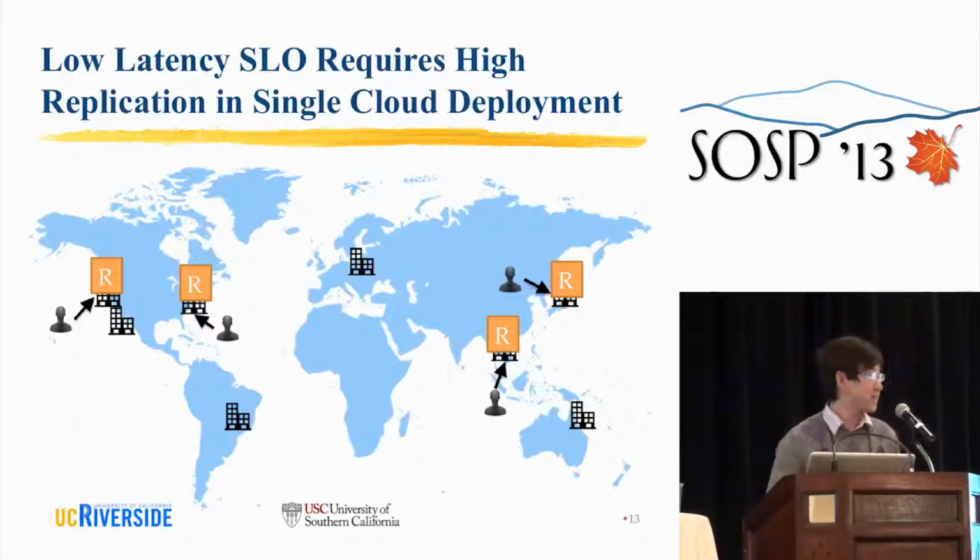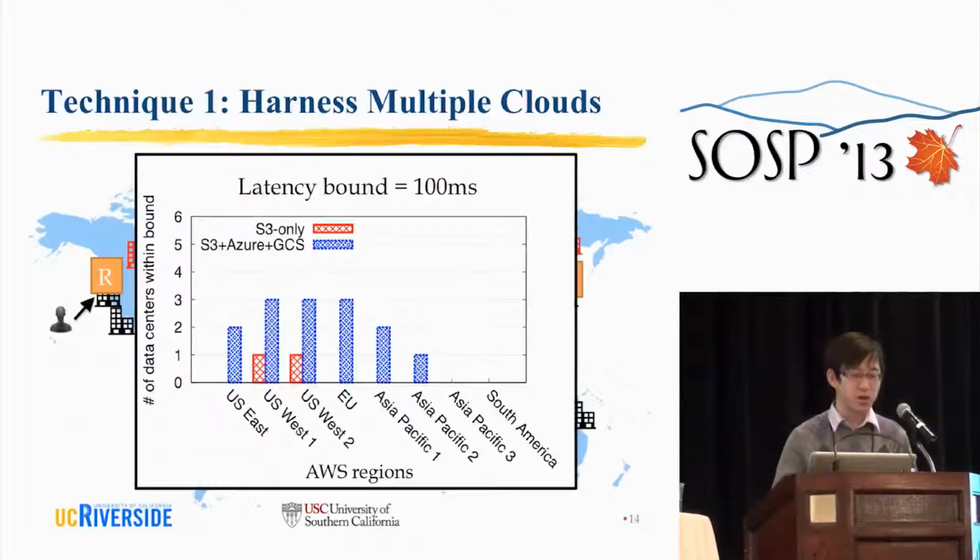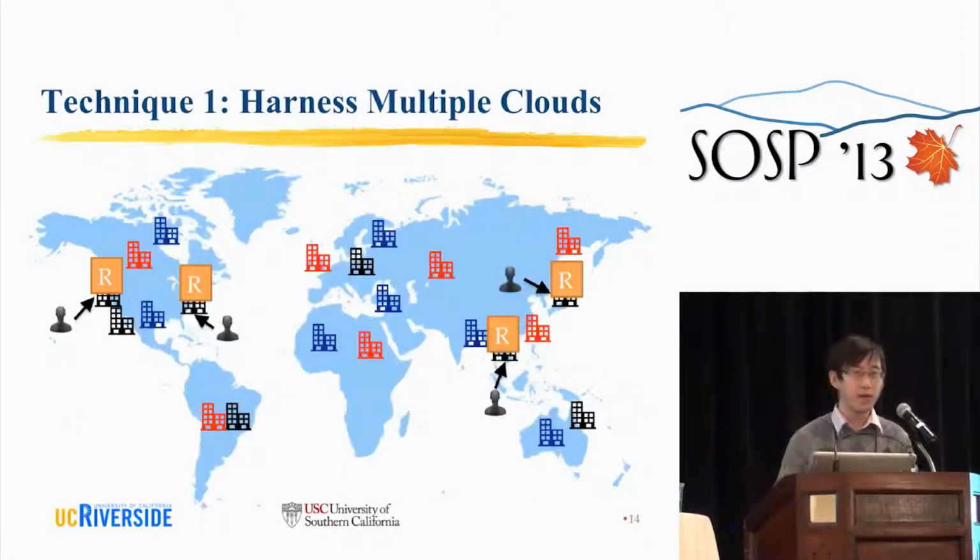But we noticed that different cloud providers may have data centers in different locations. Therefore, we decided to deploy SPANStore across multiple clouds to achieve the goal. And notice that different cloud providers all provide a simple put-get interface, so this also makes our implementation easier.